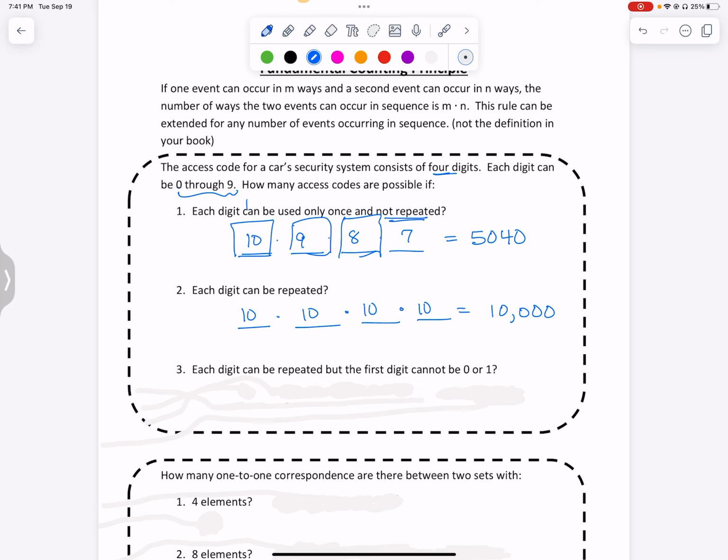What if each one can be repeated, but the very first digit can't be 0 or 1? So this very first one can't be 0 or 1. That takes 2 out of the 10, so we can only use 8 there. But then for the next one, I can use 10, right? So the next ones would be 10 and 10 and 10. We multiply that together, and we get 8,000.